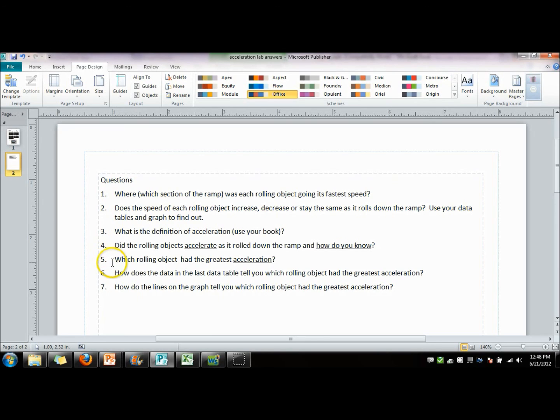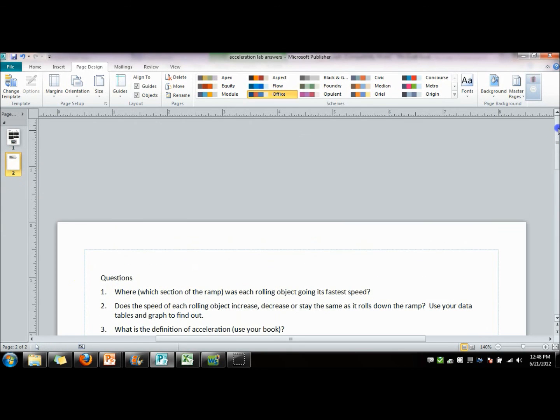Number 5, which rolling object had the greatest acceleration? So the steel marble, the golf ball, or the ping pong ball. 6, how does the data in the last data table, so the one where we calculated the actual acceleration, tell you which rolling object had the greatest acceleration? How do you know from that data table? What do the numbers do to tell you which one had the greatest acceleration? And number 7, how do the lines on the graph tell you which rolling object had the greatest acceleration? You actually have to look at all 3 lines on the graph, figure out which object had the greatest acceleration, and tell me how that line is different from the others. And this brings us to the end of our acceleration lab.